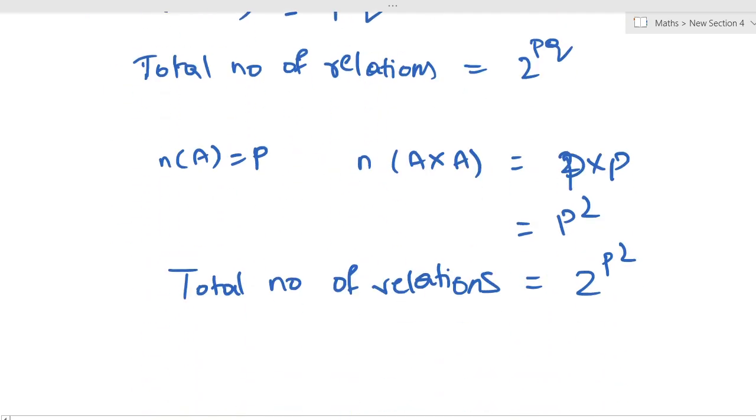We are done with relations. Let us see what functions are. If you know equations, doing functions is very easy. Let's say y is equal to 2x plus 3.